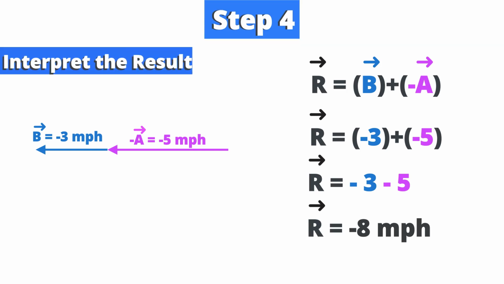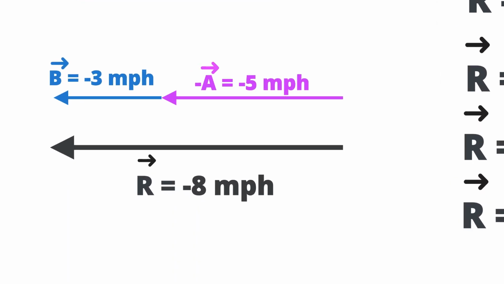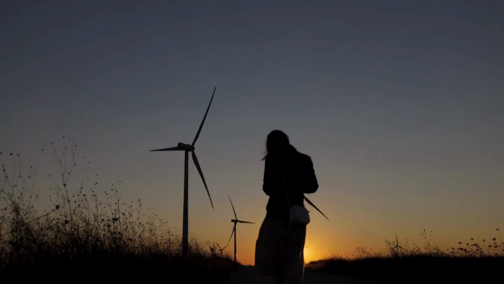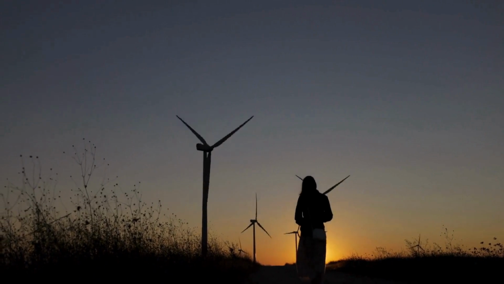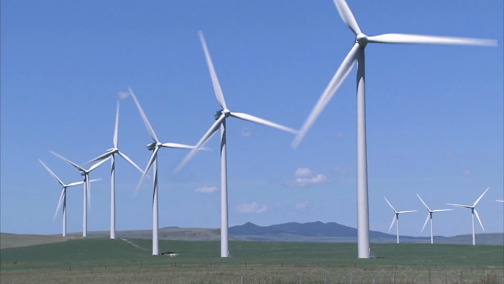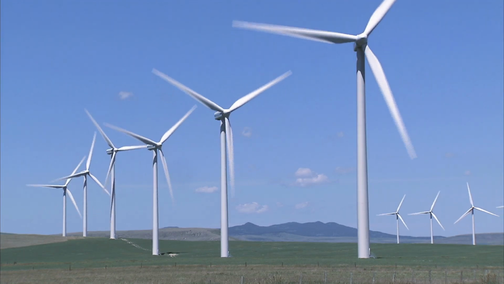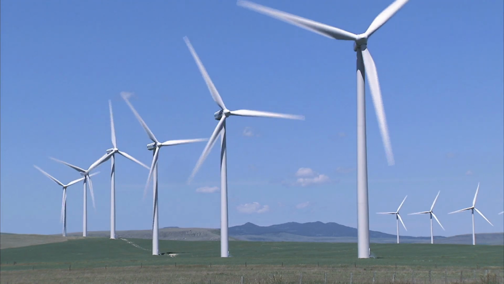Step 4. Interpret the result. The result R equals negative 8 miles per hour. The negative sign indicates the direction is west. Therefore, the wind is effectively moving 8 miles per hour west relative to you. Why it's helpful. This example effectively illustrates how vector subtraction works through the flipping method. By flipping your walking vector and adding it to the wind's vector, we accurately determine the relative speed and direction of the wind as experienced by you.